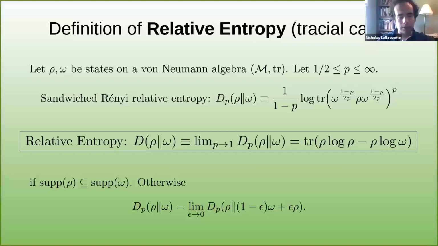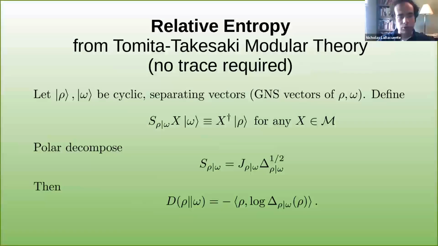Now, we can also define relative entropy from Tomita-Takesaki modular theory. So we can take these ket vectors for rho and omega, which are assumed to be cyclic and separating vectors. We can get these, for example, from a GNS construction. And in that case, there is the Tomita-Takesaki modular operator, S_{rho,omega}, which is defined as shown. Given an operator acting on the Hilbert space vector corresponding to omega, this will sort of flip that operator to its adjoint and also change it to act on rho.